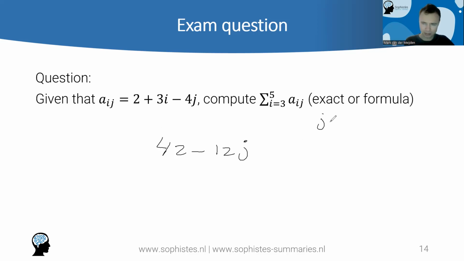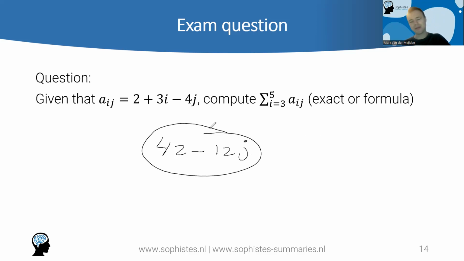If, for example, the j is 1, we don't know it. But if the j is 1, for example, then the outcome would be 30. But if the j is 2, then the outcome would be even lower, right? So then the outcome would be 18. So we don't know what the j is. So we only can say that this is the answer, 42 minus 12j.